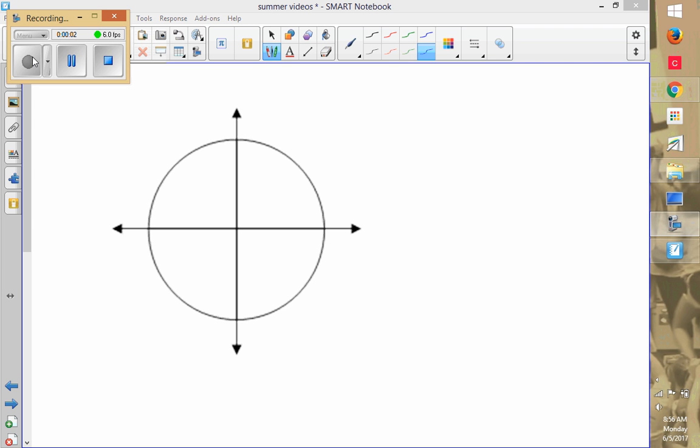We are going to start talking about drawing angles. It's helpful to know a couple things about your circle first before we start to draw things. Remember, we're going to start in the first quadrant. So this is 0 degrees.